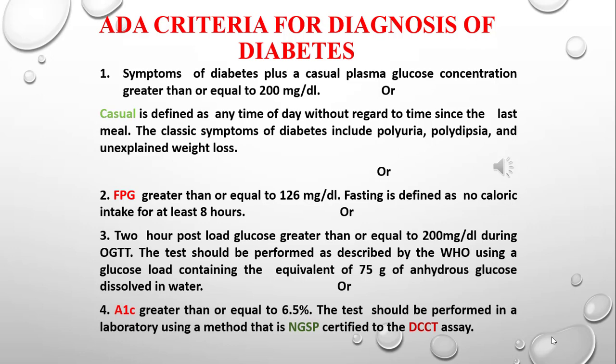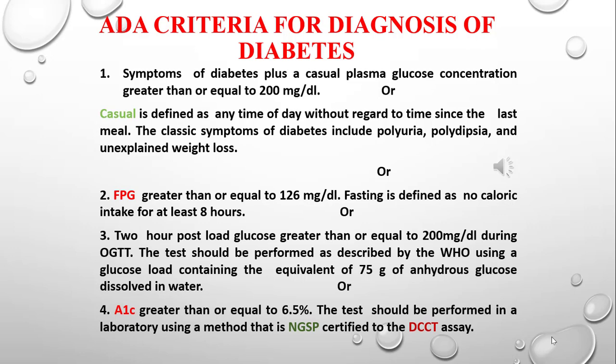The classic symptoms of diabetes include polyuria, that is more urination, polydipsia, more thirst, and unexplained weight loss in the person. The second parameter is FPG, the fasting plasma glucose, greater than or equal to 126 mg per deciliter. Now what is fasting? Fasting is defined as no caloric intake for at least 8 hours.